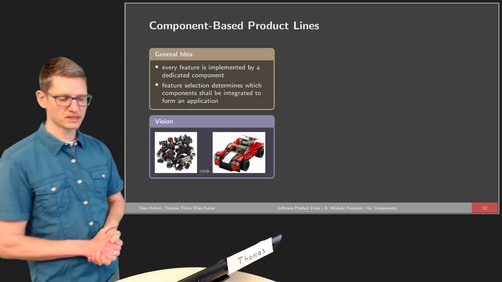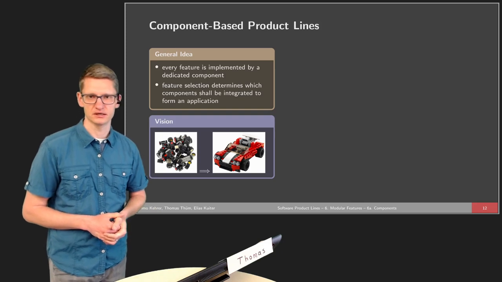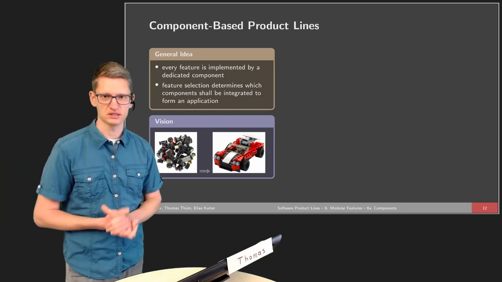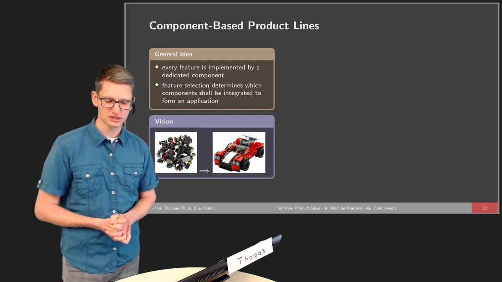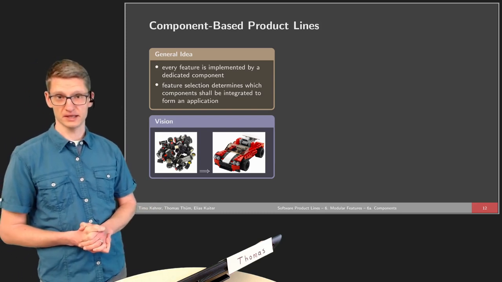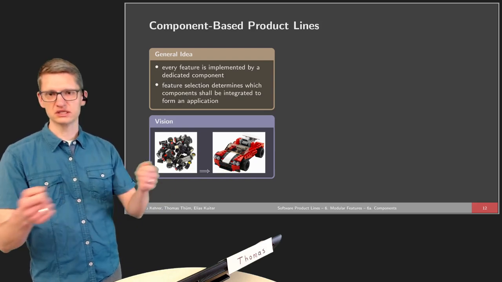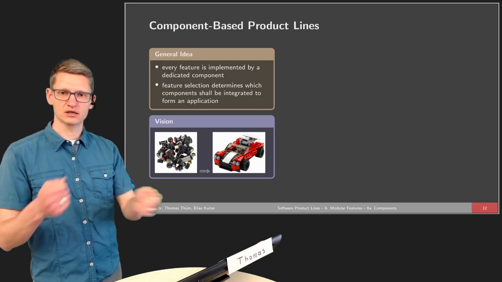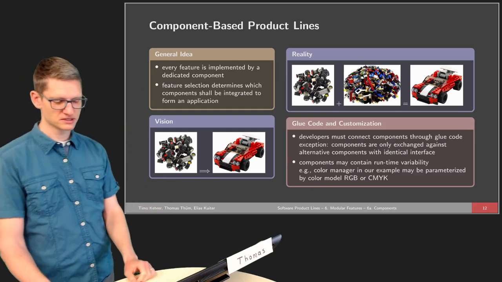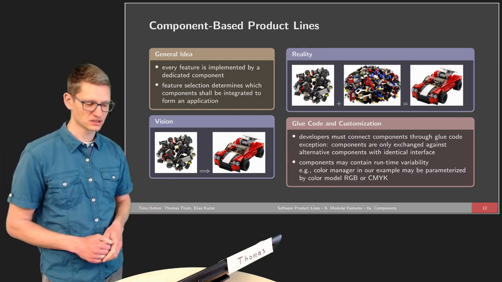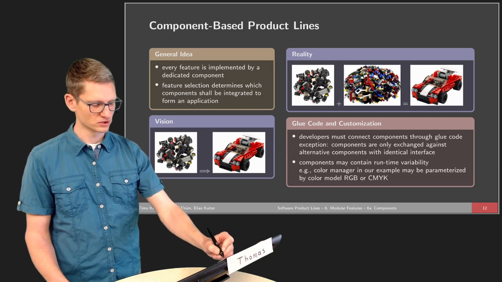So how do we implement product lines with these components? The general idea is that every feature is implemented by a dedicated component. We will see in a minute that we might need to relax this assumption a bit. The feature selection determines which components shall be integrated to form an application, meaning that we select all those components and put them together, but we still need to write the glue code that combines all the different components. So the vision is that we simply take the components and create something, but in practice this is a lot different, because what we need to provide in addition is what is called glue code.